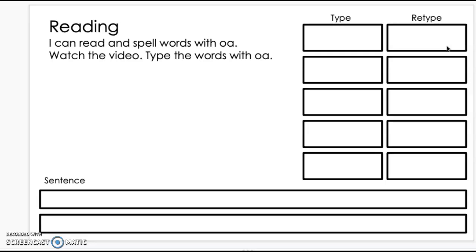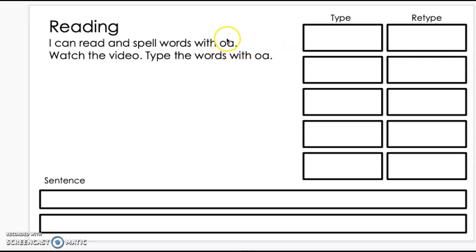I'm going to say a word. I want you to sound out the word. Then Miss B will write the word in and I want you to check it. If it's the same as mine, then I want you to retype it. If not, I want you to correct it.